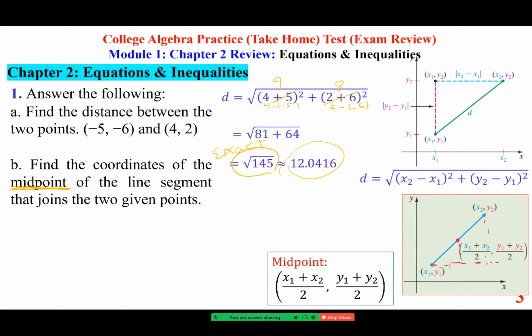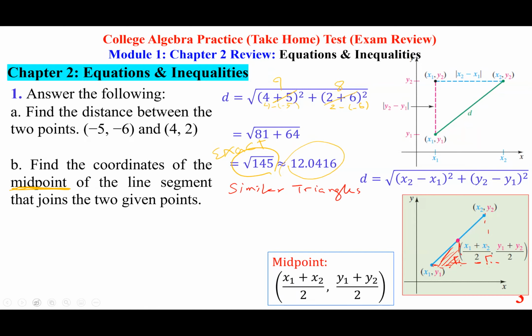If you drop a perpendicular, this is a right triangle, this is a right triangle, and this small one is similar to the large one. So we have similar triangles, the small one and the large one. And we can find the ratio of each case. Let's give it a name. If we call this A, B, and C, let's name this point D and this point E.